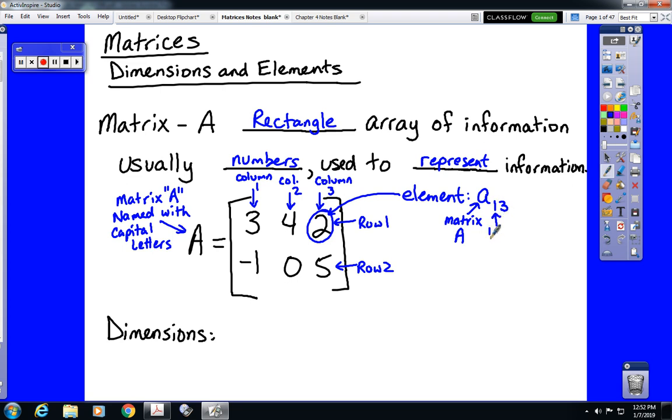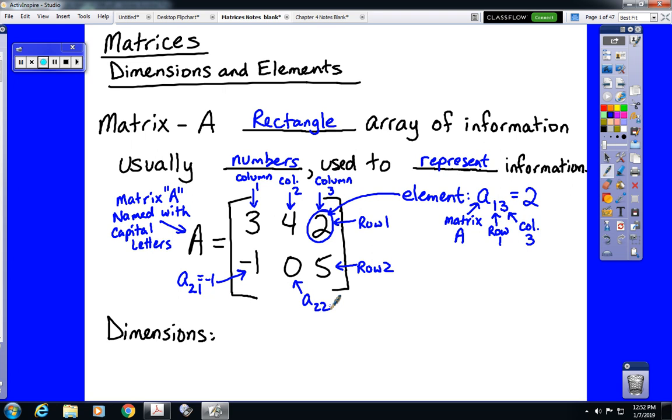The first number tells us our row number. It's in row 1. The second number tells us our column location. It's in column 3. So the element in row 1, column 3 of matrix A is 2. So this number here, -1, would be in row 2, column 1. The 0, that's in row 2, column 2, etc.